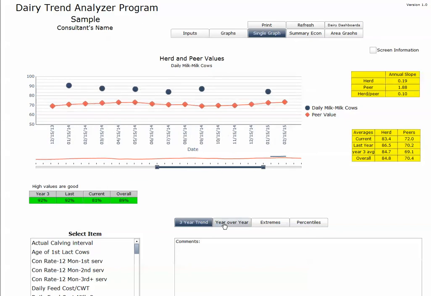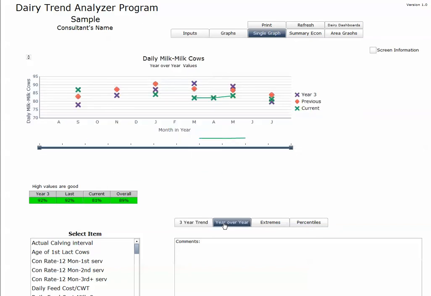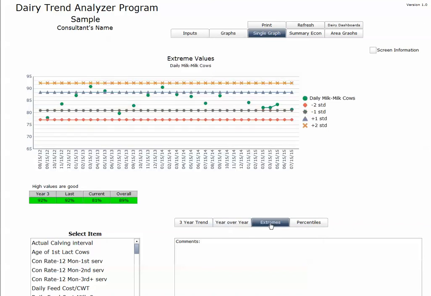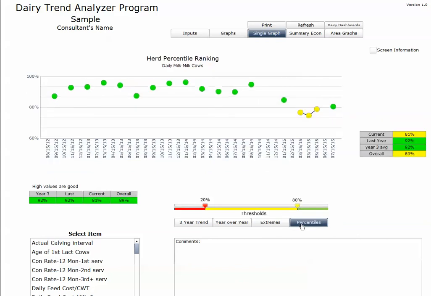We can also look at this parameter on a year-over-year basis, as we saw in the previous graphs. We can also look at extreme values, in other words, what values are plus or minus 1 standard deviation or 2 standard deviations of the herd. And we can also look at what's happened on a percentile basis. In this case, we can see what the percentile is of the herd ranking relative to all the peers by time. And the slider down here lets you change the thresholds at which the colors will change, so you can identify upper and lower values.